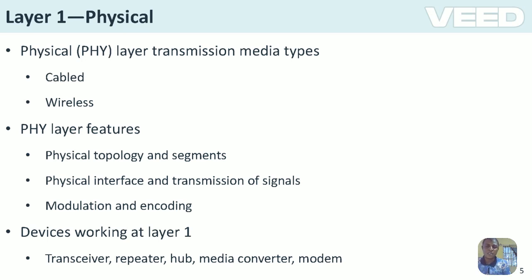So the devices that work at layer 1: we have the transceiver, the repeater, the hub, the medium converter and the modem.